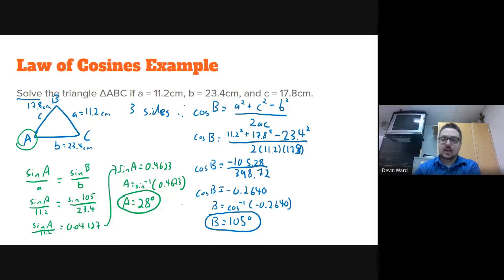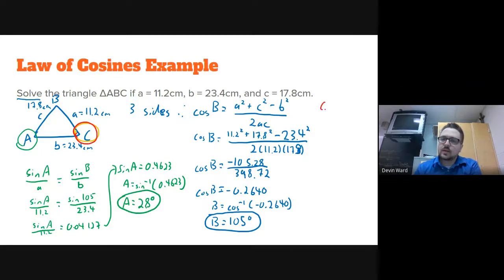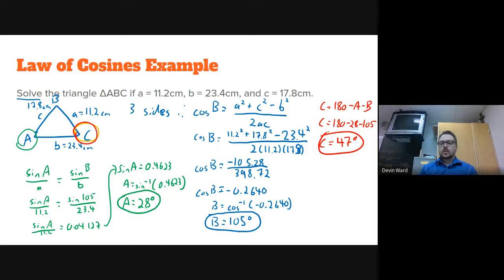Okay, so now we have A and B. If you want to use sine law to find C, you can, but a much easier way would be C equals 180 minus A minus B. C equals 180 minus 28 minus 105. So C equals 47 degrees. And we are finito.